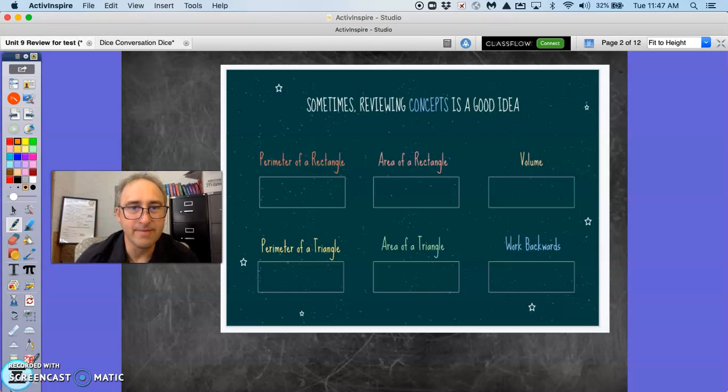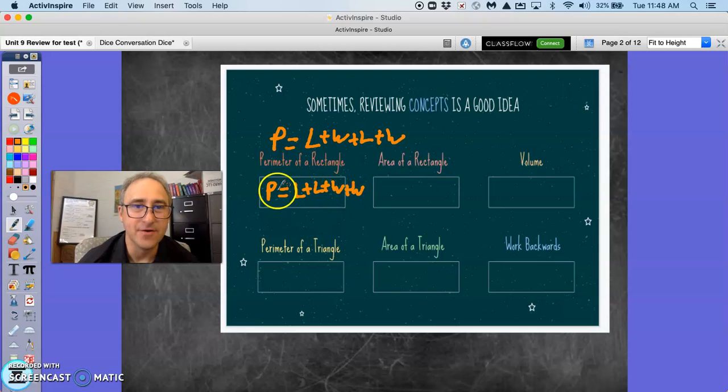Perimeter. Remember that perimeter is the distance around an object. So to find perimeter, we have to add up length plus width plus length plus width. So perimeter equals 2 lengths, the order doesn't matter, and 2 widths. If you're given only 1 length and 1 width, you just double them.